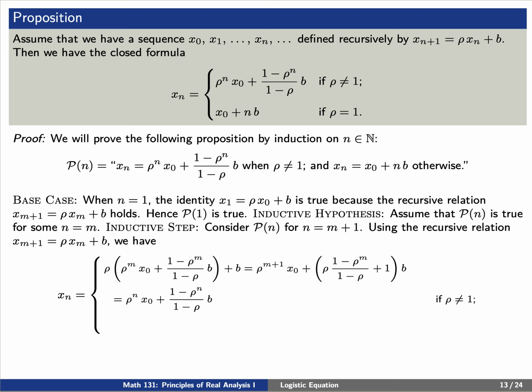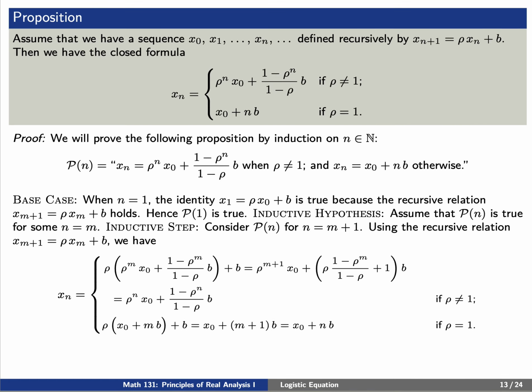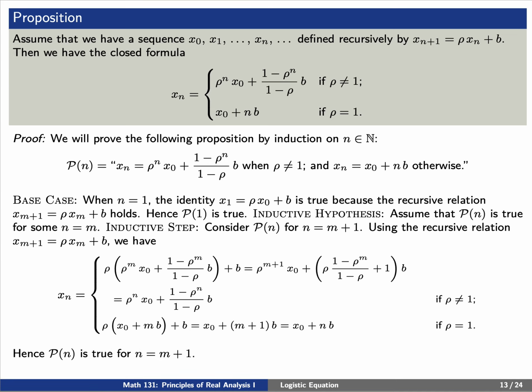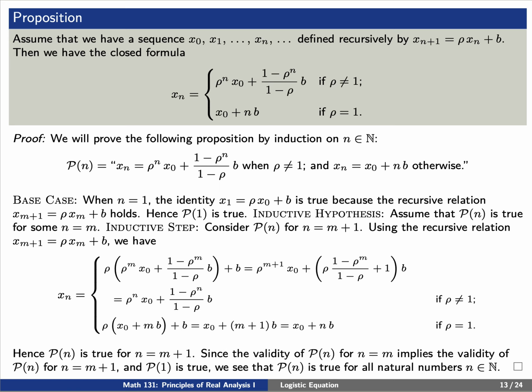In the case where rho does not equal 1, we simply do a little bit of algebra and we find exactly the formula that we expect. In the case where rho does equal 1, again, we do a little bit of algebra and we find exactly what we expect. So this means that our statement p of n is indeed true for all natural numbers n.